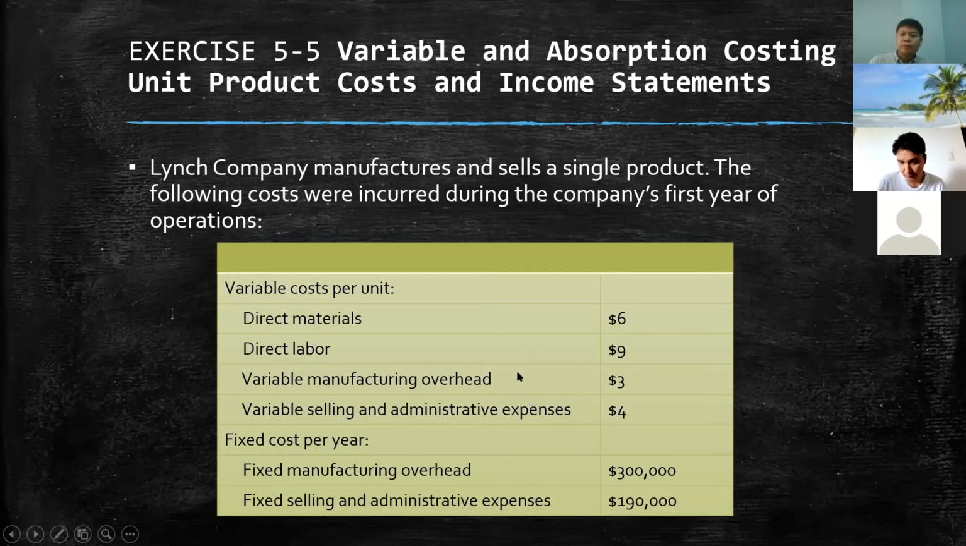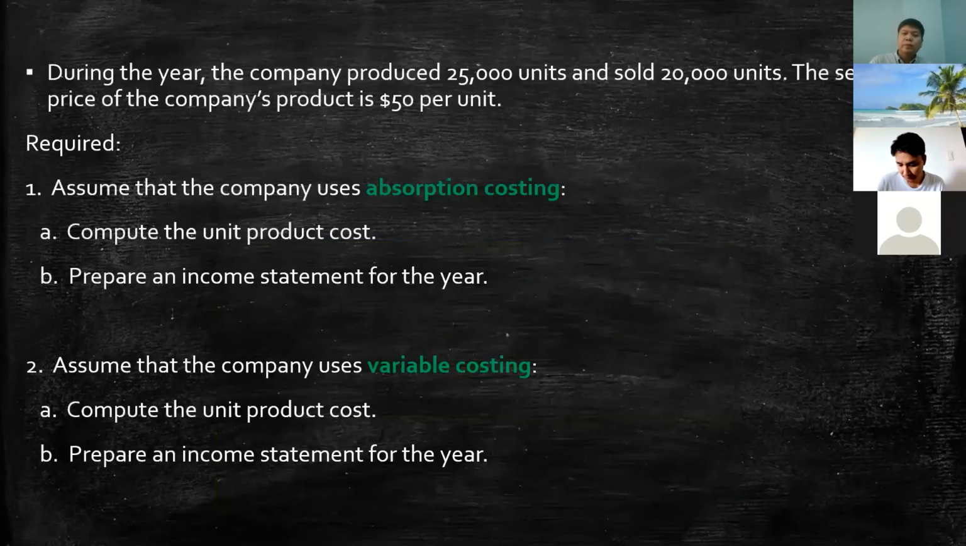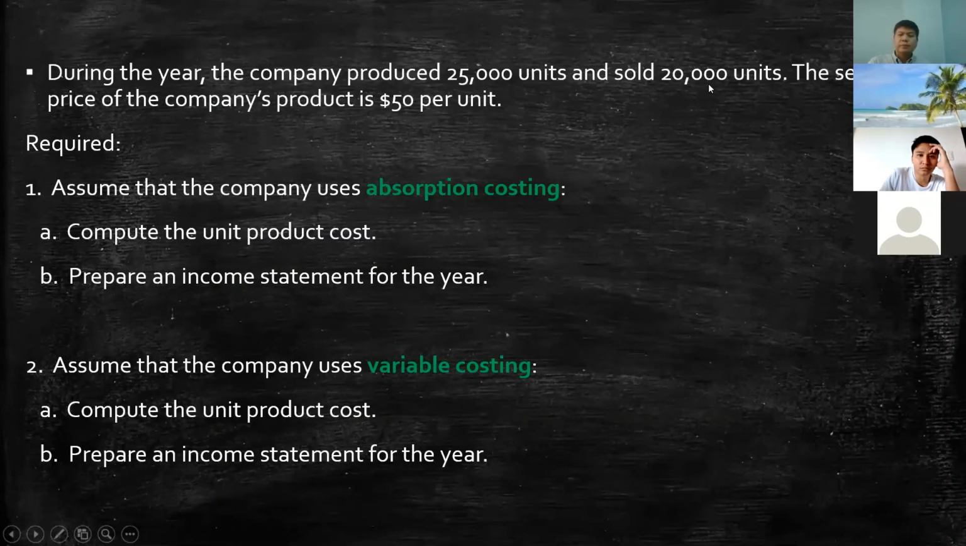Fixed cost per year. For the manufacturing overhead, we have 300,000. Selling and admin, we have 190,000. During the year, the company produced 25,000 units and sold 20,000 units. The selling price of the company product is 50 per unit. So with this given, we will already know how many units were left in the ending inventory, because 25,000, we will just be deducting the 20,000 units that were sold.